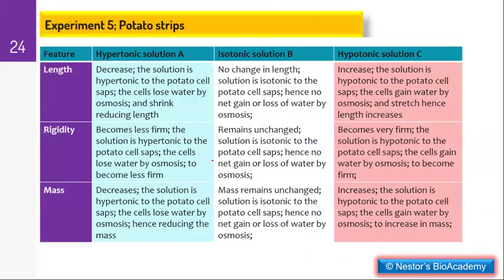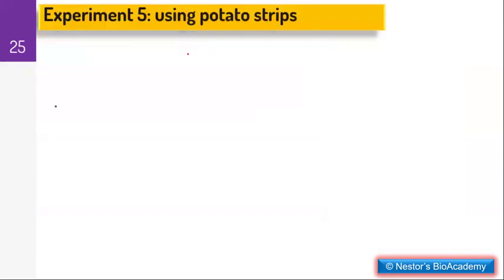The next table here gives a summary of these observations and how they can be explained. That is, if length was the main parameter we are using to make observations, if we are using the level of firmness or rigidity, and if we were to use a weighing balance to determine the masses, those are the explanations we will be expecting for solution A, solution B, and solution C as well.